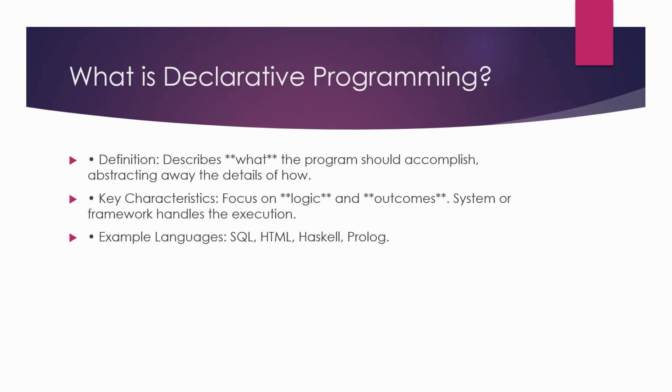Declarative programming, on the other hand, focuses on what the program should accomplish rather than how to achieve it. In this paradigm, you describe the desired outcome and the system or framework handles the execution details. Languages like SQL, HTML, Haskell, and Prolog are declarative in nature.